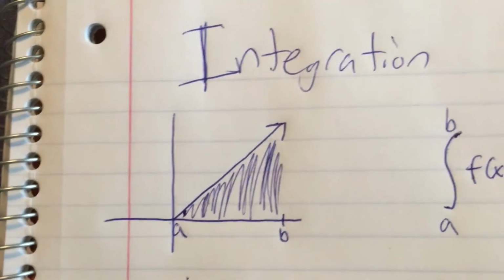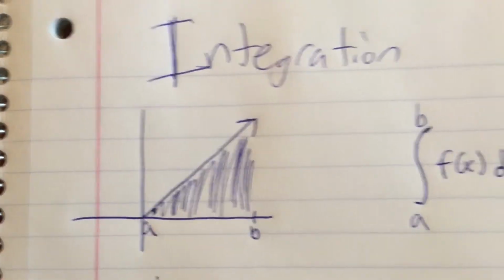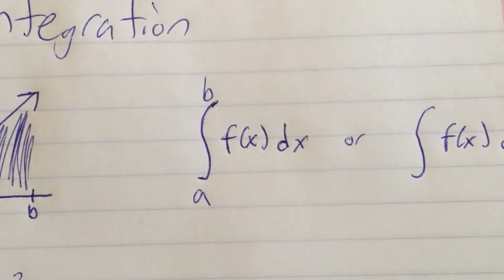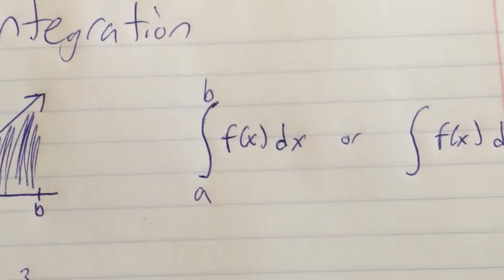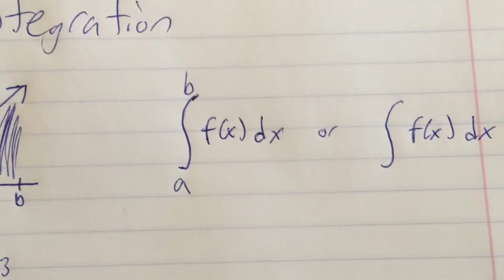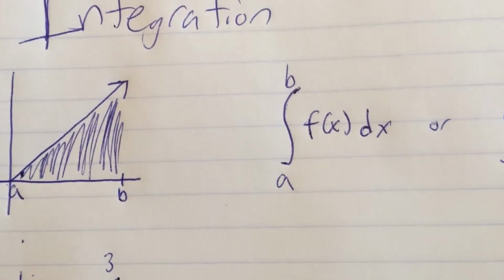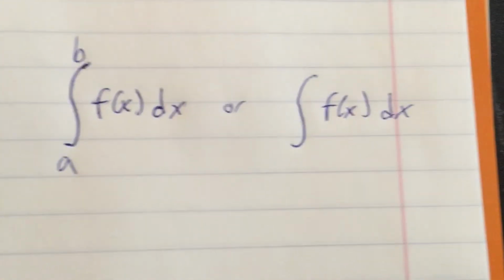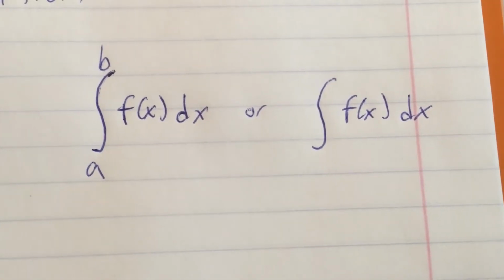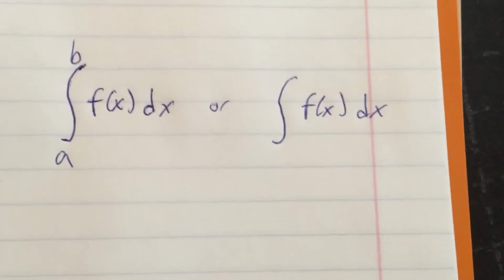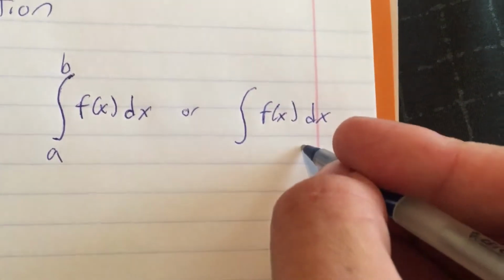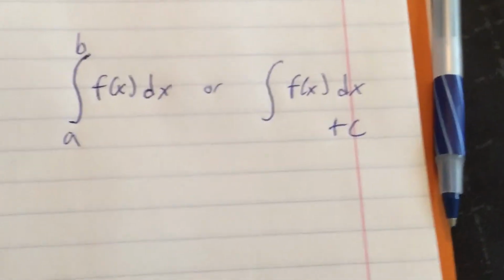So integration is the area under the curve from a certain point to another point, which can be expressed in this notation. The squiggle line is the notation for the integral from a to b, which would be two values on an x-axis, of a function f of x with respect to x. Or if it is an indefinite integral, then you do not include the a to b. And when you do an indefinite integral, after you take the integral of the function f of x, you have to add a plus c constant at the end.